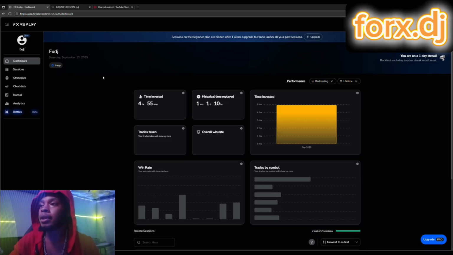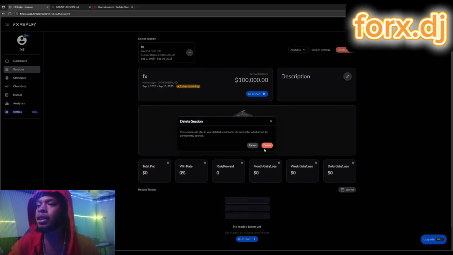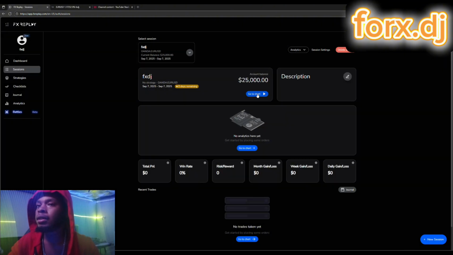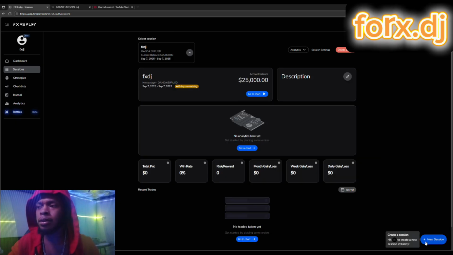So once you get your dashboard, it's not gonna look like this. Yours is gonna say 0 on everything, but you'll come down here to sessions, and you'll go to, hold on, let me delete my old session. Yeah, so let me start fresh with y'all. Okay, there you go. I was waiting for it to pop up, my bad. It looked like I didn't know what I was doing.